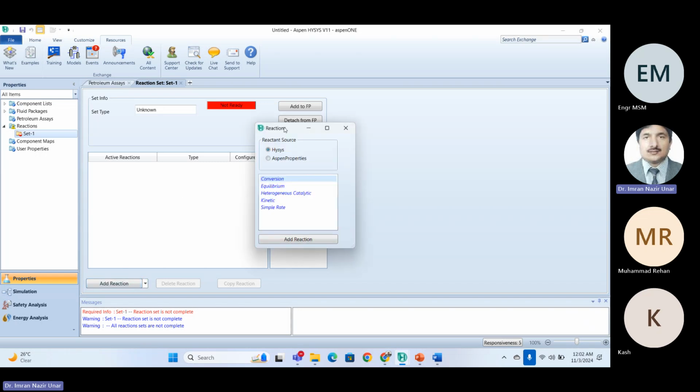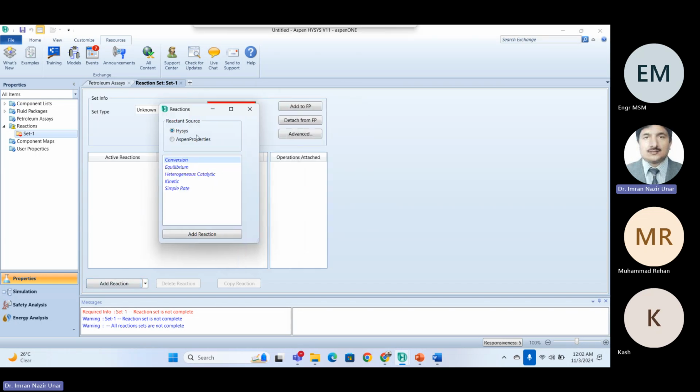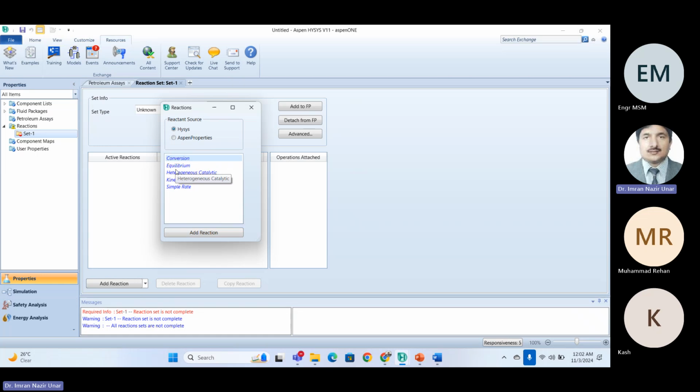Now, when we click on add, you will notice that these types of reactions appear in front of you. It is asking whether you are interested to define a conversion reaction, equilibrium reaction, heterogeneous catalytic reaction, kinetic, or separate. These are 5. And this is coming from HYSYS. Otherwise, Aspen properties; the reaction source is HYSYS and Aspen properties.